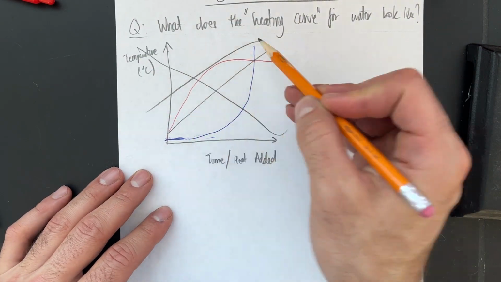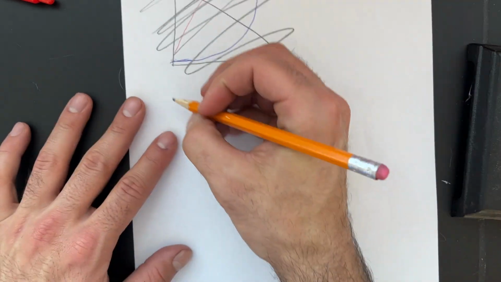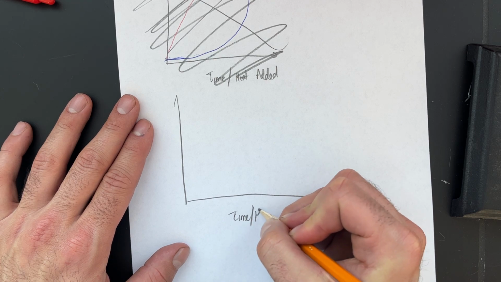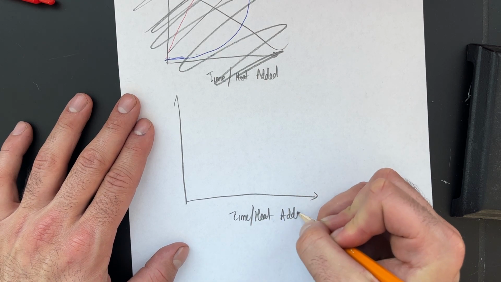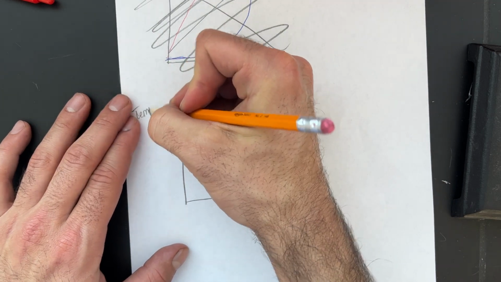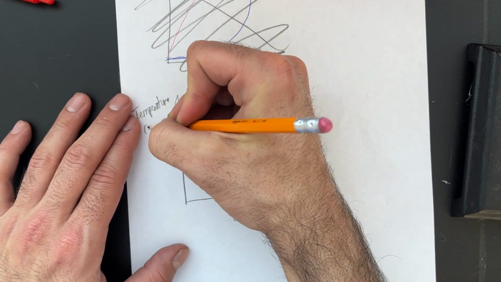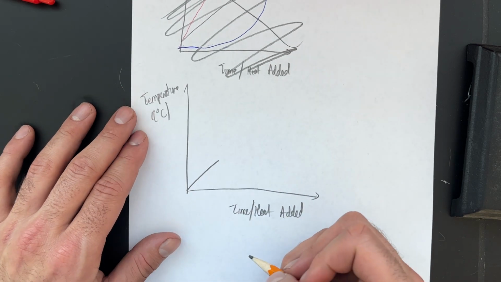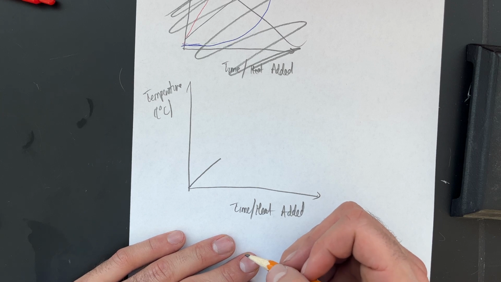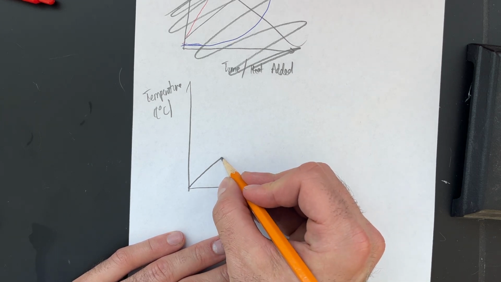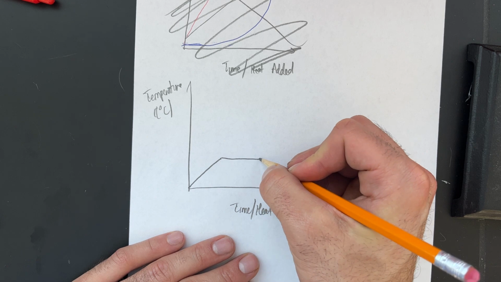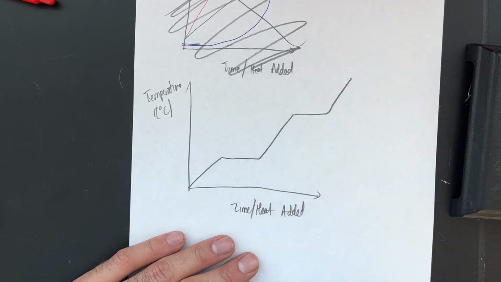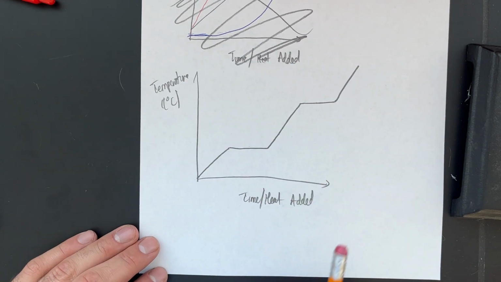What the correct heating curve for water should actually look like is something like this, where we have time/heat added on the x-axis, and temperature in degrees Celsius on the y-axis. It is linear at first. As you add heat, you increase temperature, but then you have a leveling off until you reach a certain point, and then it increases again until it levels off, and then it increases again. This is what the heating curve for water looks like.